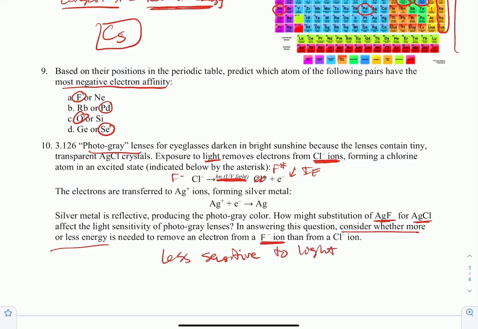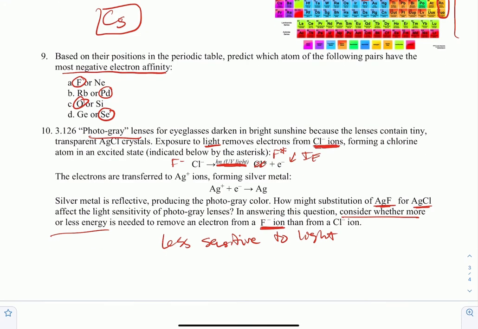Meaning that when we want our photogray lenses for eyeglasses to darken more, they're not going to darken as much because they need more light or more energy to hit them in order to knock off these electrons, react with the silver plus ion to create silver.